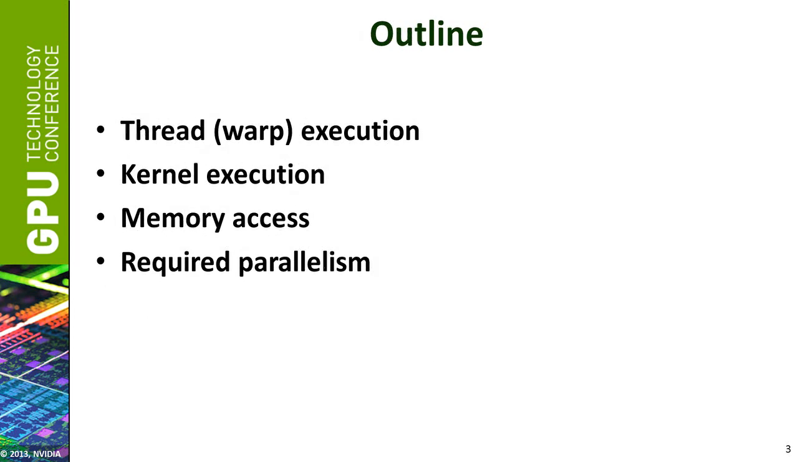Anyways, the outline for the talk today. We'll start with examining how threads and warps execute on a single SM in a GPU. Then we'll step a level above and see how threads and warps execute when you launch a kernel on a GPU and how different kernels interact and so forth. Then we'll move on to memory access: how hardware accesses memory, and how to optimize to extract the maximum performance out of the memory system. And we'll close off looking at how much parallelism is needed to keep the GPU fully occupied.